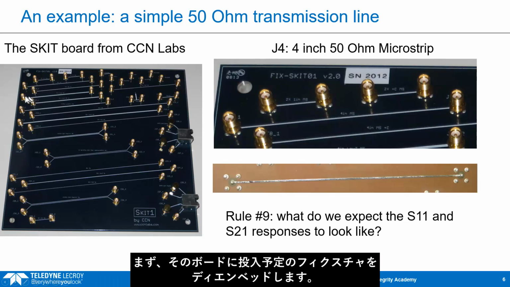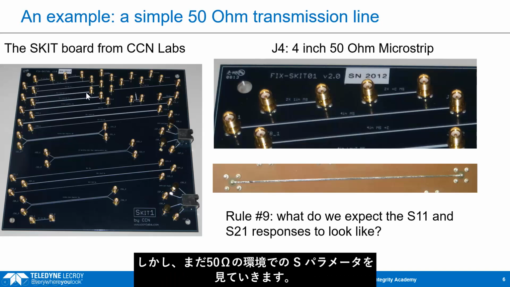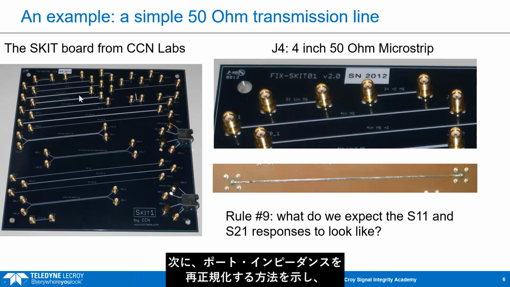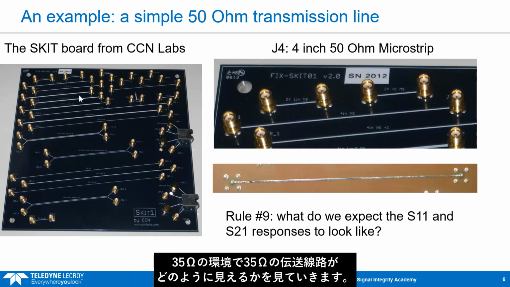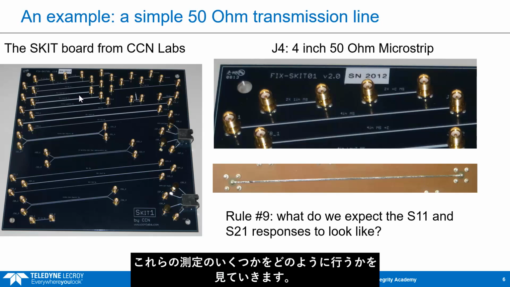The first is we're going to de-embed the fixture, which is the SMA launch, into that board. And the second thing we're going to do is once we're done, we're going to have a transmission line that's not 50 ohms. It's closer to 35 ohms. But yet we're going to see the S parameters in the 50 ohm environment. And I'm going to show you how we can renormalize the port impedances to look at how would that 35 ohm transmission line look in a 35 ohm environment. So let's take a look at the measurements. So we're going to go over to my lab and we're going to look at the board and how we do some of these measurements.